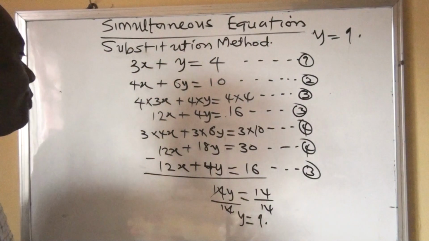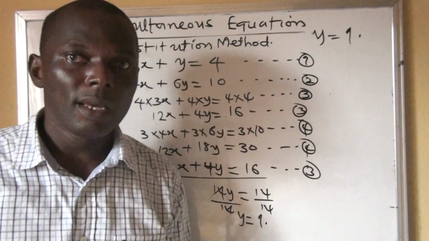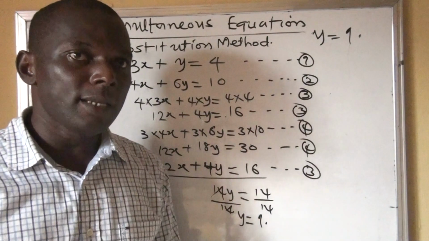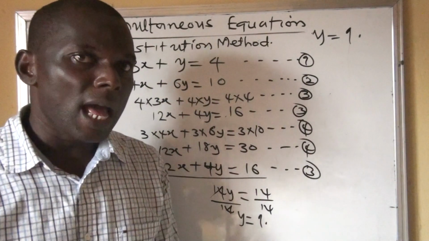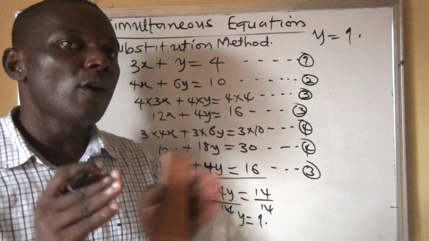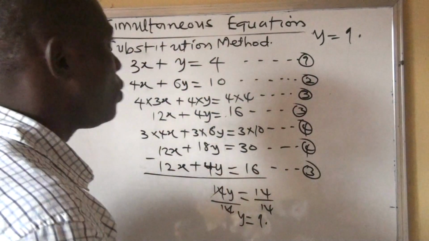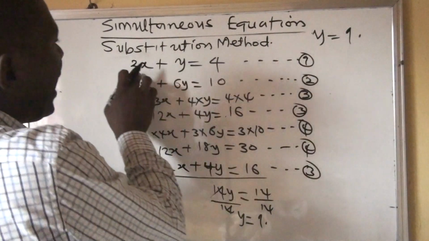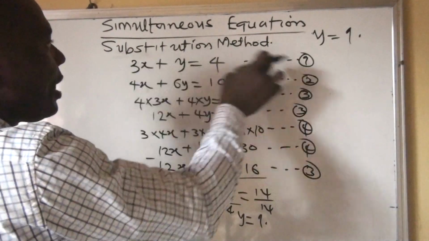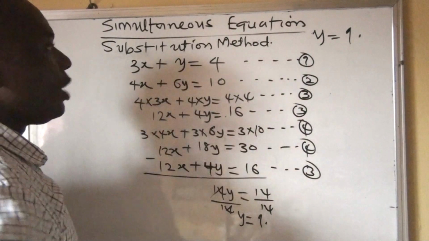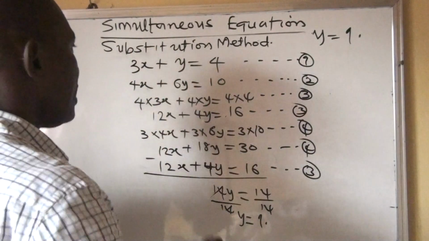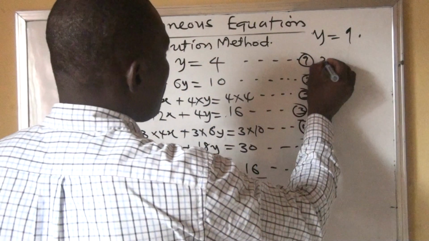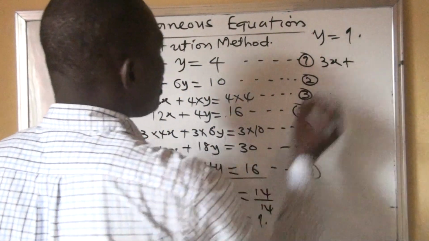Then we want to find x. The elimination of x enables us to determine the value of y. But now, how do we obtain the value of x? So that's what we're going to do. What we need to do is to put the value of y in any of these original equations, either in equation 1 or equation 2. Okay, now let's look at that. Let's use equation 1. In equation 1 we have 3x plus the value of y.